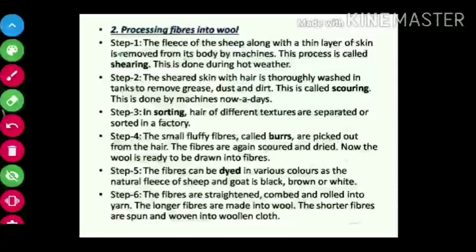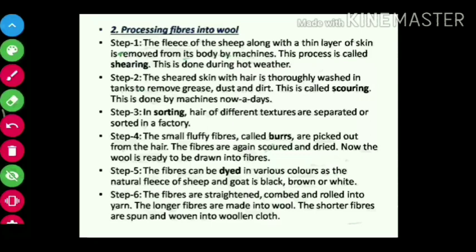Step 3 is sorting. In sorting, hair of different textures is separated and sorted in a factory. Textures means sizes and shapes. Some hairs are short, some hairs are long, so they are separated according to their sizes or shapes. Next is step 4. The small fluffy fibers called burrs are picked out from the hair. Sometimes some fluffy fibers are present in the hair, so they have to be removed. Those fluffy fibers are known as burrs.